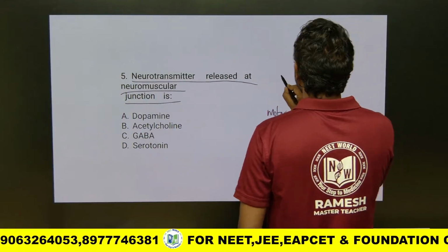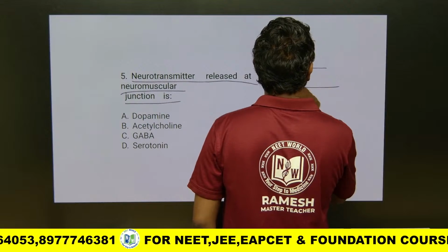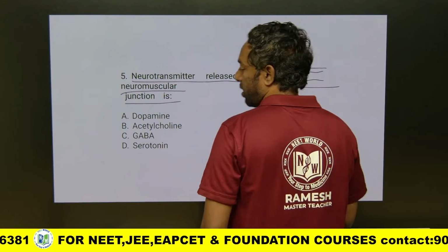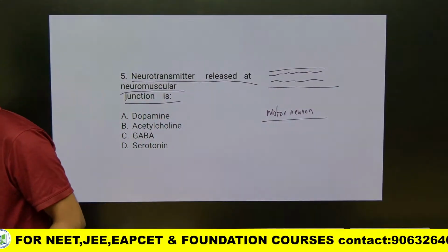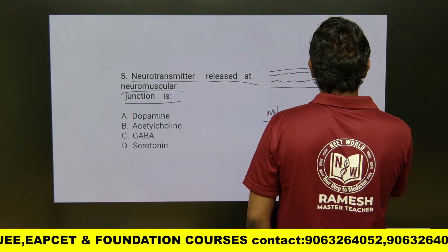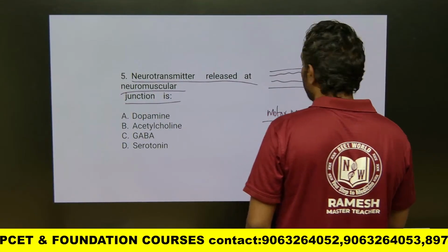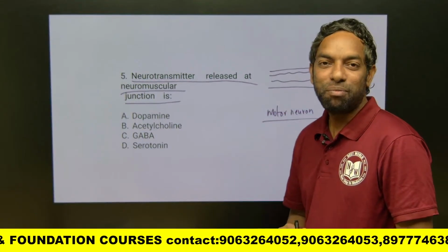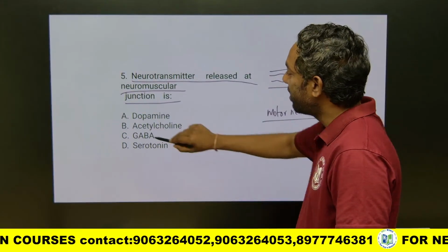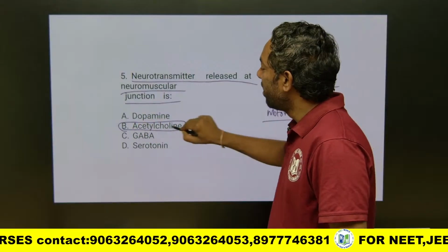Okay, this is the muscle. If muscle contraction is going to take place, the signal is carried forward through the neuron itself. There is a gap between the muscle and the neuron filled by a chemical which is acetylcholine. Okay, guys, this is the acetylcholine answer.